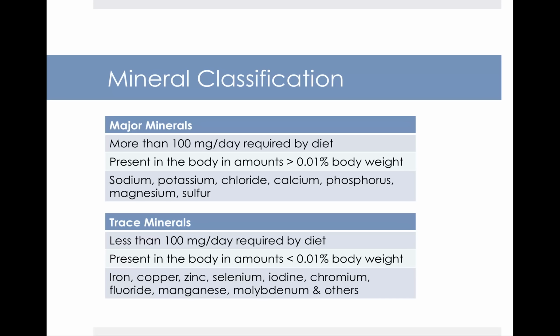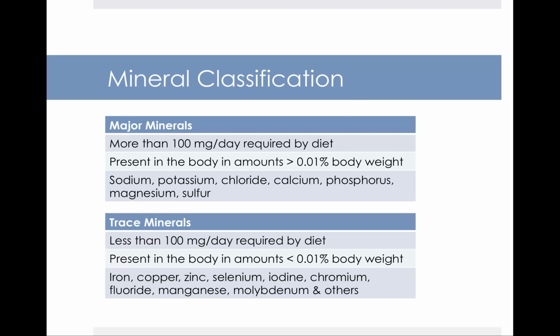So the minerals are divided into what are called the major minerals or the trace minerals. The major minerals are those that require more than 100 milligrams per day by your diet, whereas the trace minerals are those that you need less than 100 milligrams per day. Major minerals are also present in the body in amounts of greater than 0.01% of your total body weight, and trace minerals are those that are present in your body in amounts of less than 0.01% of your body weight.